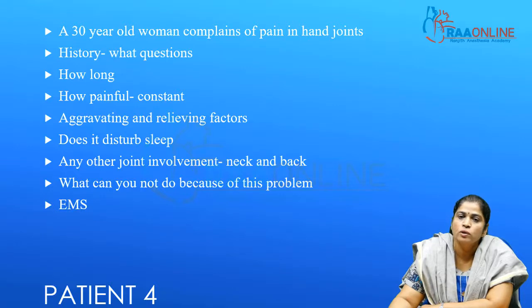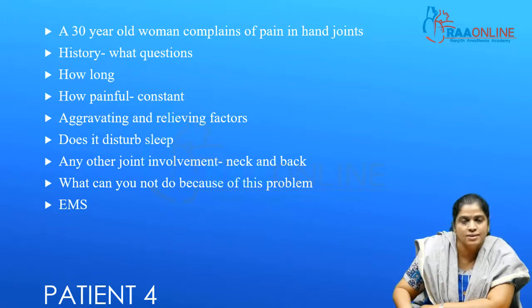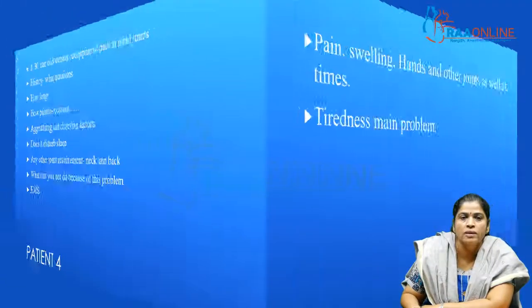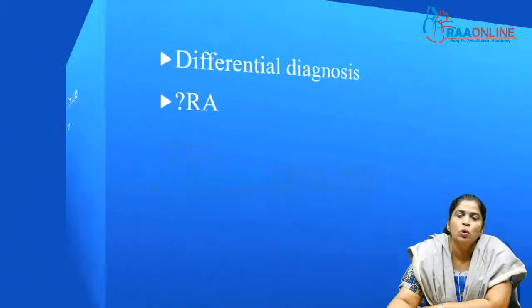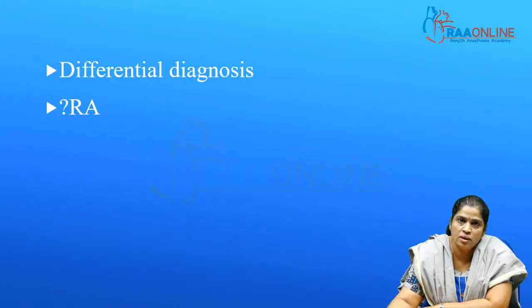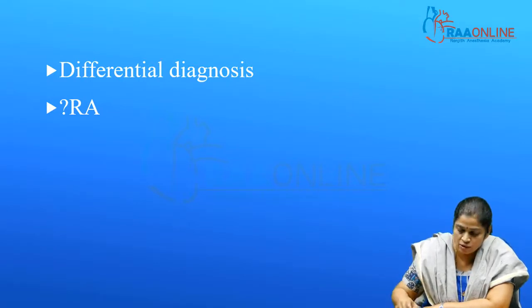What can you not do because of the problem? She says she is finding it difficult to work, especially as time goes on. And there is some early morning stiffness. And she tells that tiredness is her main problem. She feels tired, and this has been progressively increasing over the last 3 years. At this stage, what would the differential diagnosis be? Yes, it could be rheumatoid arthritis because it does sound like an inflammatory type of pain in her joints.